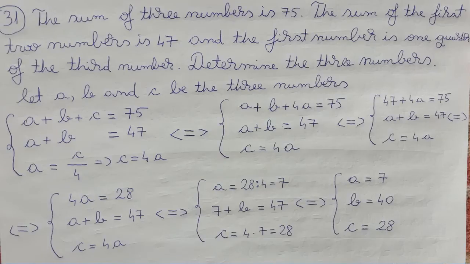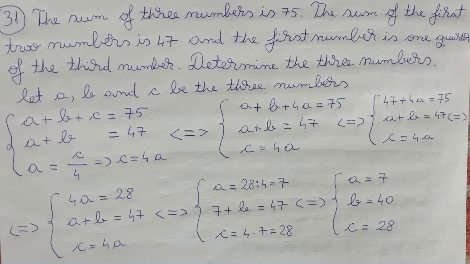Problem 31. The sum of three numbers is 75. The sum of the first two numbers is 47, and the first number is 1/4 of the third number. Determine the three numbers. Let A, B, and C be the three numbers. We create a system of equations.